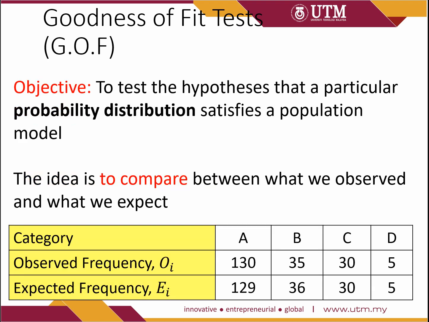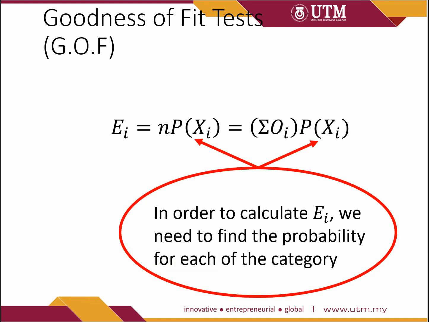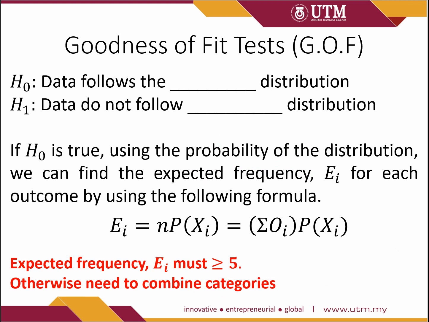Basically, we want to test the hypothesis that the probability distribution satisfies a population model, and we want to compare between what we observe and what we expect, which is the OI and the EI. To find the value of the expected, we have to multiply the probability of the data with the number of frequencies. Okay, so this is the hypothesis testing for our goodness of fit test.